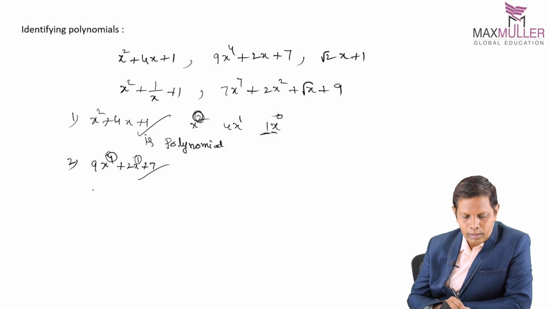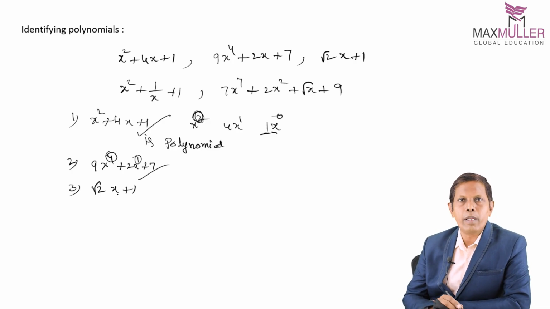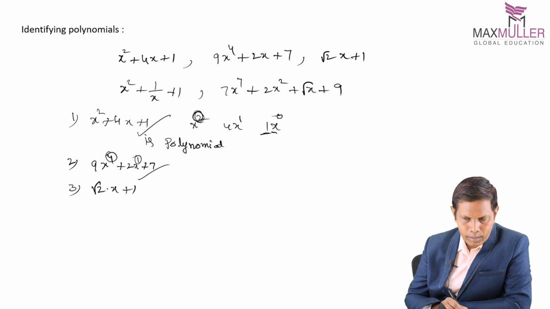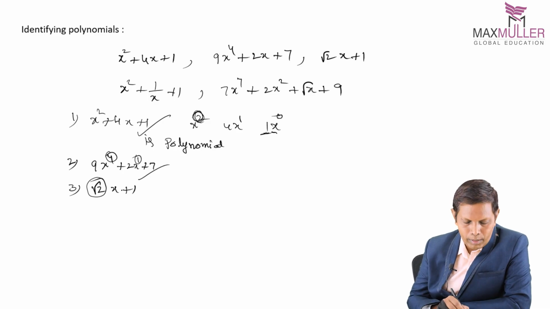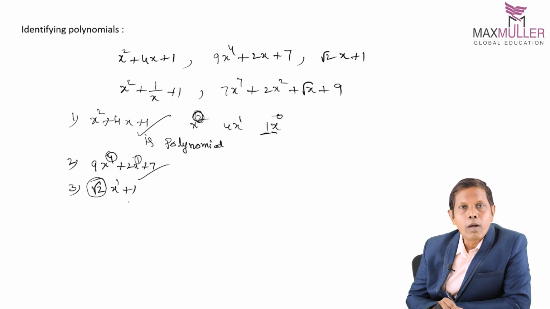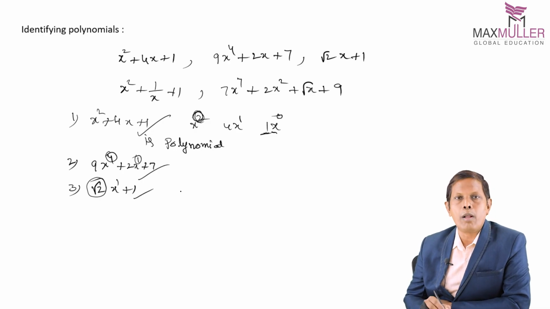If I take the third one, root 2x plus 1, here don't observe the coefficients. No need to observe the coefficients, only the variables. The variable power here is 1 and the constant power is 0. Therefore it is also a polynomial.